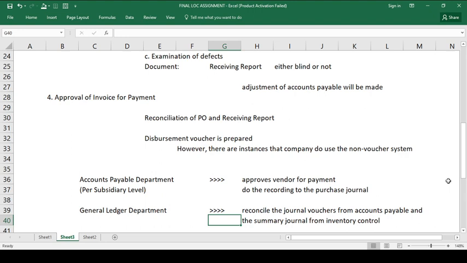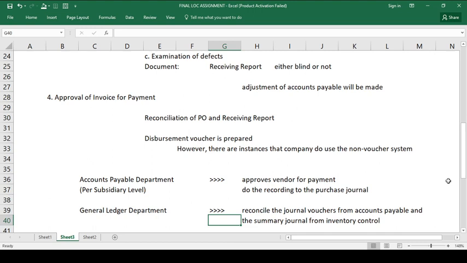If the general ledger shows that this is 1 million, ano yung laman ng 1 million? Sinong mga subsidiaries ito? Which is reconciled with the subsidiary journals prepared by the accounts payable department. So that is the approval of invoice for payment. So yung approval of invoice for payment is different from the approval of check.